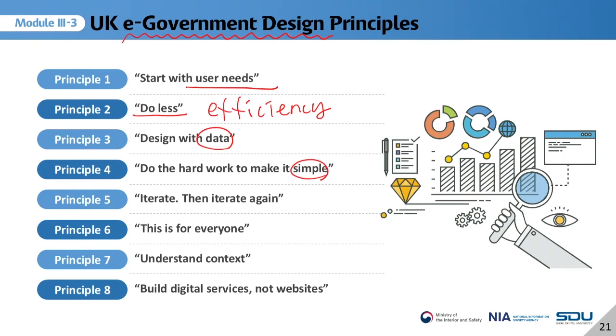Fifth principle, iterate, then iterate again, which means repetition is always good in web page design and e-government design. In written language, repetition is not a good virtue, but iteration can be a good virtue in e-government design.